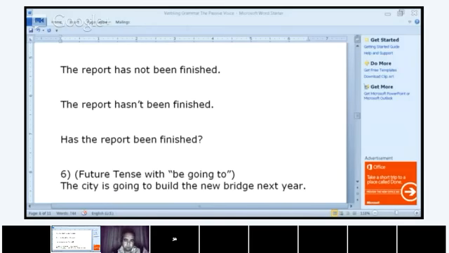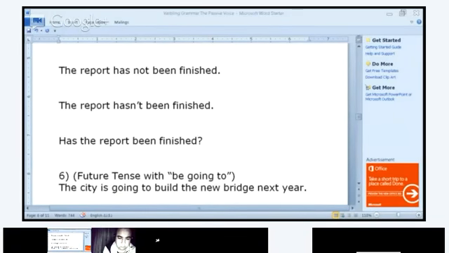Really, the U is silent. The city is going to build. So let me see. The city isn't going to build the new bridge, right? So this is future with be going to. Do we have some other ideas? Is the city going to build the new bridge next year?